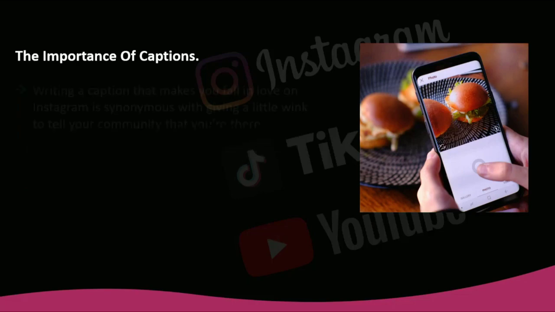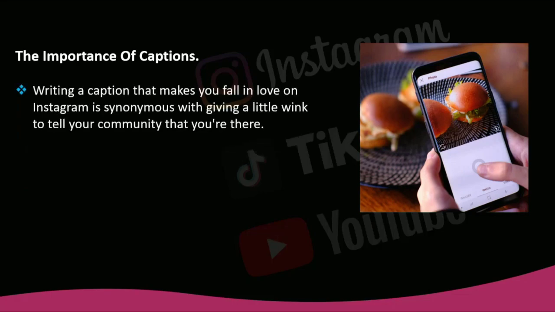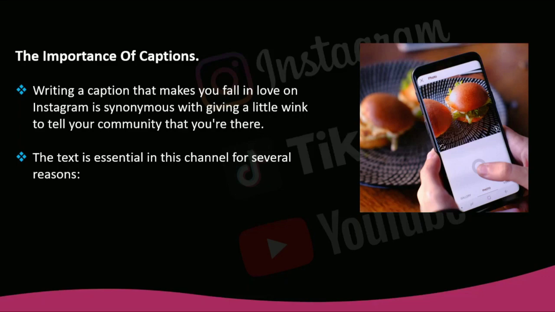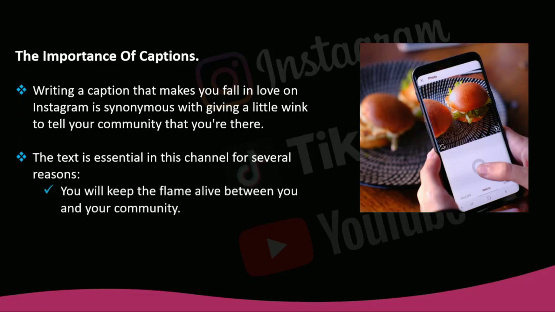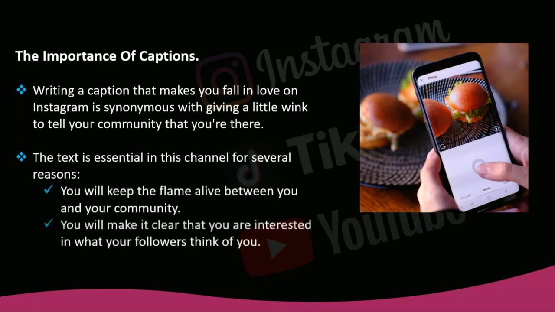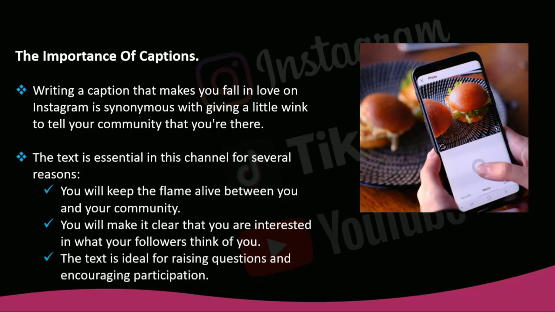Writing a caption that makes you fall in love on Instagram is synonymous with giving a little wink to tell your community that you're there, that there's a human being behind your profile. The text is essential in this channel for several reasons. You will keep the flame alive between you and your community. You will make it clear that you are interested in what your followers think of you. Also, the text is ideal for raising questions and encouraging participation.